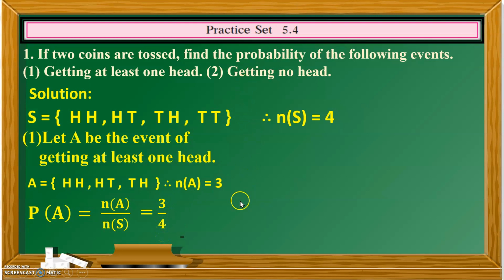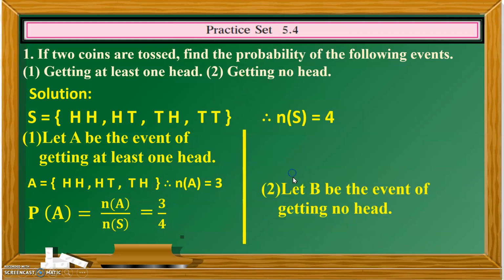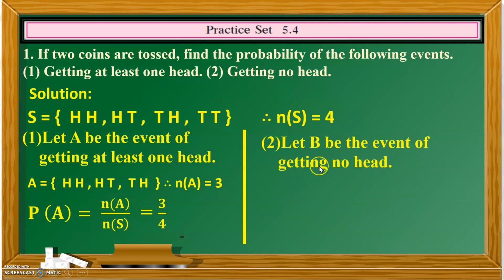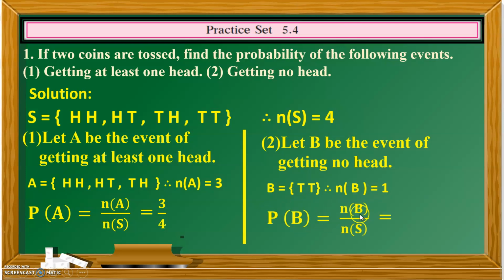Let's take the next event. That is, let B be the event of getting no head. Now which of this will have no head? No head will be only here. This is the only sample point where there is no head. So what will B contain? TT, and therefore N of B will be 1 and P of B will be N of B upon N of S equal to 1 upon 4.